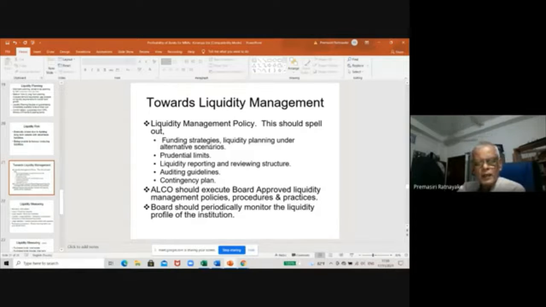Toward liquidity management, there should be a liquidity management policy. This should spell out funding strategies, liquidity planning under alternative scenarios, prudential limits, liquidity reporting and reviewing structure, auditing guidelines, and contingency plan. ALCO should execute board-approved liquidity management policies, procedures, and practices. Board should periodically monitor the liquidity profile of the institution.